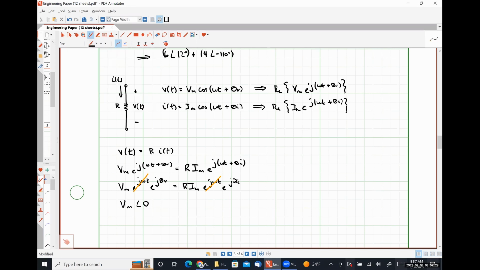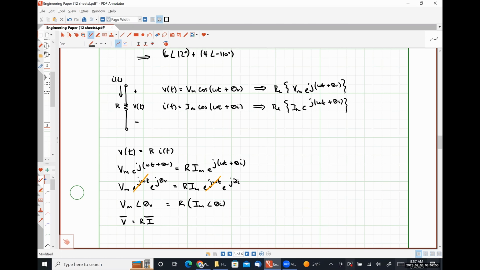Vm angle theta V will be equal to R times Im angle theta I. And so I can see that my phasor voltage V is just equal to R times my phasor current I. So Ohm's law is just Ohm's law, even in the frequency domain, which makes a lot of sense.